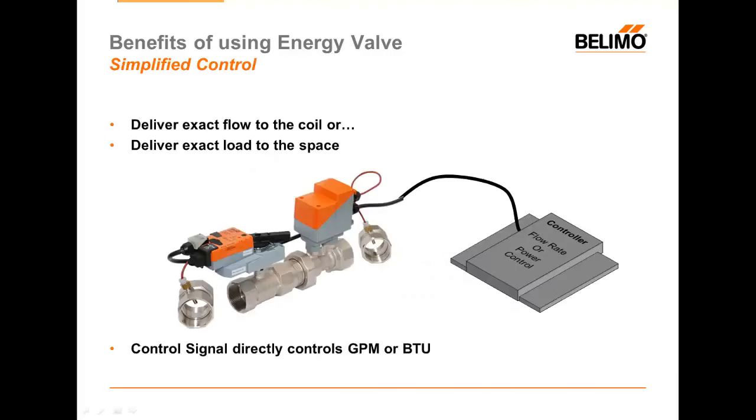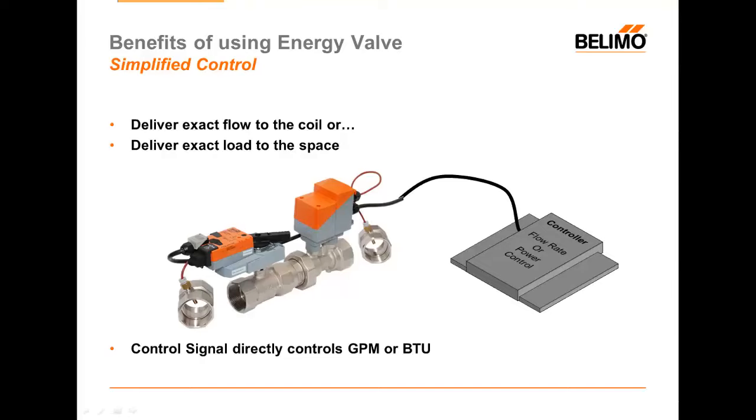Simplifying control. I can deliver the exact flow to the coil using the flow control module. What this does is it measures the flow through the water, and it'll open or close the control valve to hit the set point that is sent by the controller. Well, this is very similar to the way that a pressure-independent VAV box works, only this is done with water. You still send it a 0 to 10 volt signal or a 0 to 100% control signal, and it interprets that value as a specific GPM. Then it measures the GPM it's currently flowing and adjusts itself to the value that you're requesting.